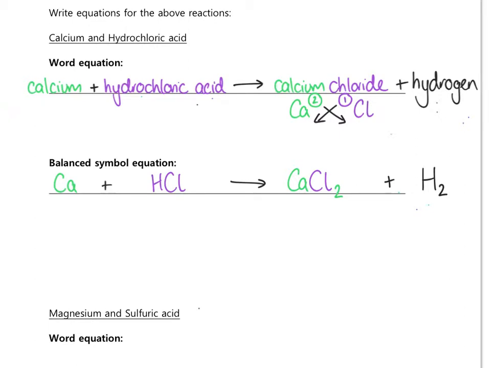So what do we do when we balance? Well, the first thing we do is make a list of the elements we have. So we have calcium, we have hydrogen, and we have chlorine. Make sure to write them out all separately. On the right hand side, then copy that list in the same order. Calcium, hydrogen, chlorine.